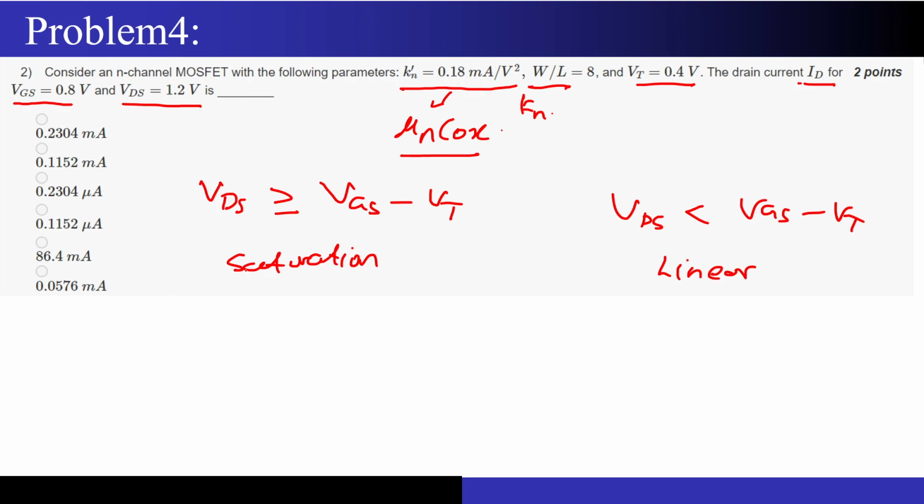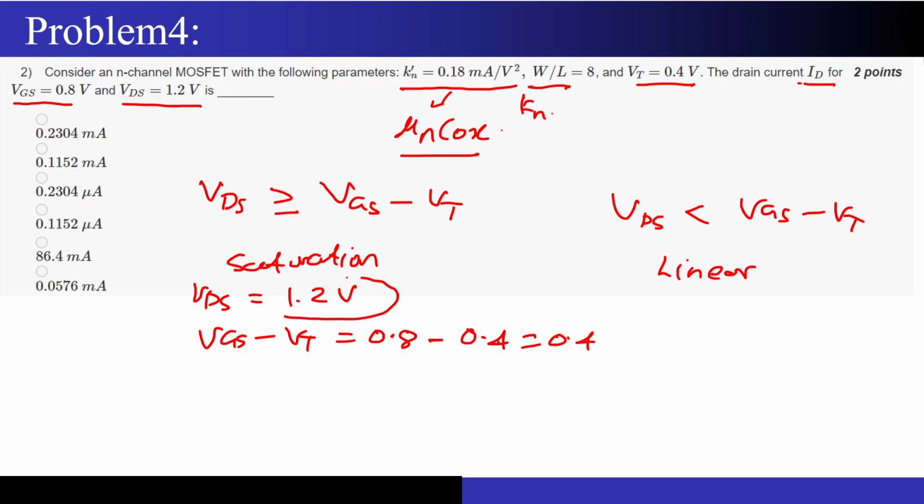So now let's check what is the value of Vds. Vds is 1.2 volts, and what is the value of Vgs minus Vt? Vgs has been given as 0.8 volts, Vt has been given as 0.4 volts. So my Vgs minus Vt is 0.4 volts, right? Now you can clearly see Vds, 1.2 volts, is greater than Vgs minus Vth. So my transistor is clearly operating in the saturation region. I hope it is clear up to this point, because you can't just use any formula. You have to be very sure in which region your transistor is operating.